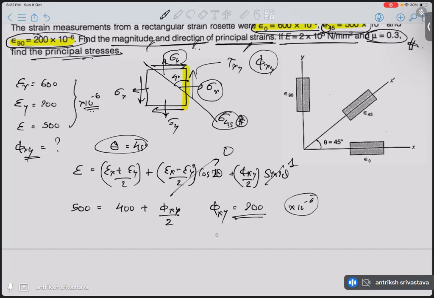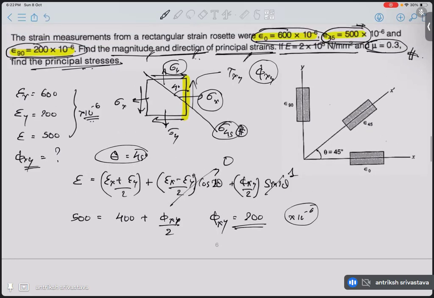Okay, now that we know these things, we can go on and calculate our principal strains. Is there any doubt till here? Yes, Mukesh.